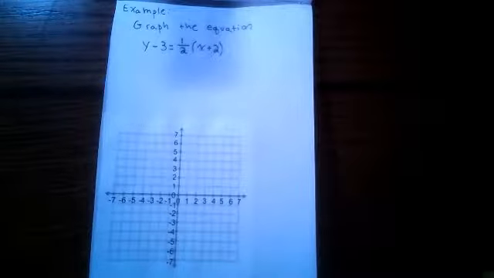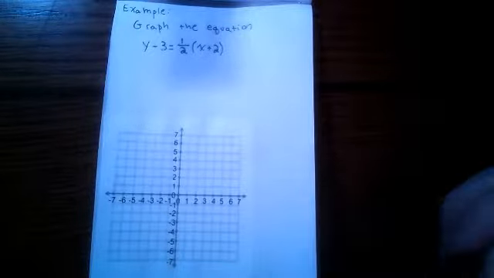Graph the equation y minus 3 equals 1/2 times x plus 2. And you're going to glue in one of those tiny graphs that you're given. Mine looks a little bit different than yours. Yours are a little bit smaller, so it'll give you a little more space. The steps to graphing this are actually quite easy.